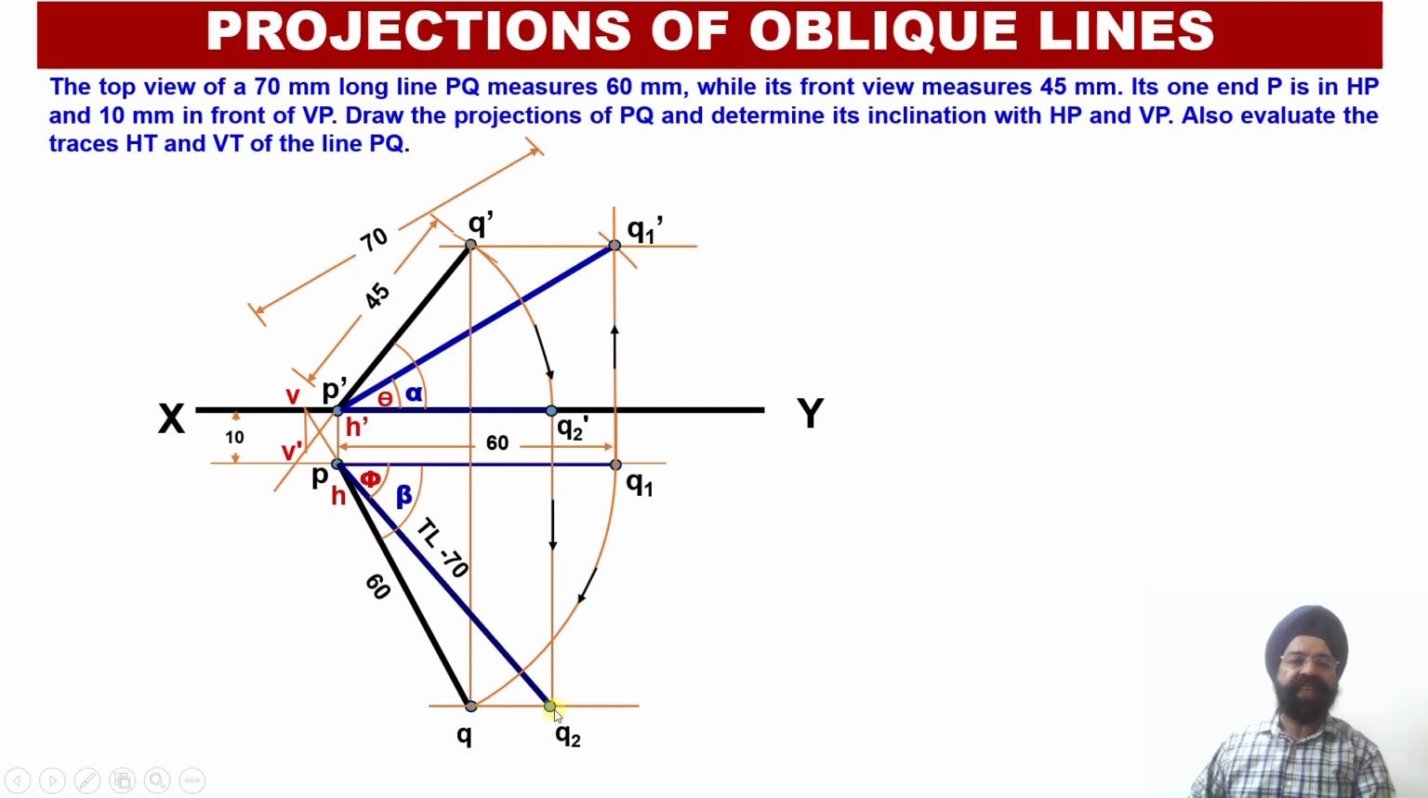So with this, we have been able to evaluate the true lengths of the lines and their orientations in the front view as well as in the top view. Similarly, we have been able to locate the projections of the line P dash Q dash and PQ in the front view as well as the top view respectively. Their orientations have also been established with respect to the horizontal plane as well as the vertical plane. And finally, we have also evaluated the horizontal trace as well as the vertical trace of this oblique line.